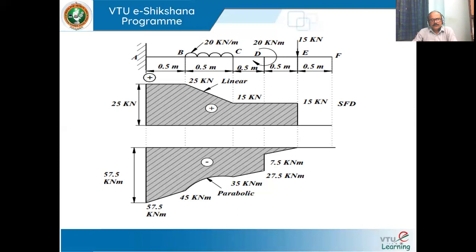Here once again, after marking all the points, we should remember that the points for point loads must be joined by straight lines, whereas for a uniformly distributed load, the bending moment must be a parabolic curve. For uniformly distributed load, bending moment will be a parabolic curve.